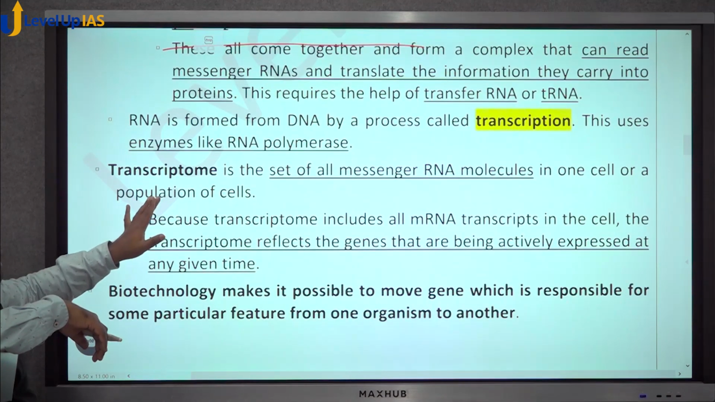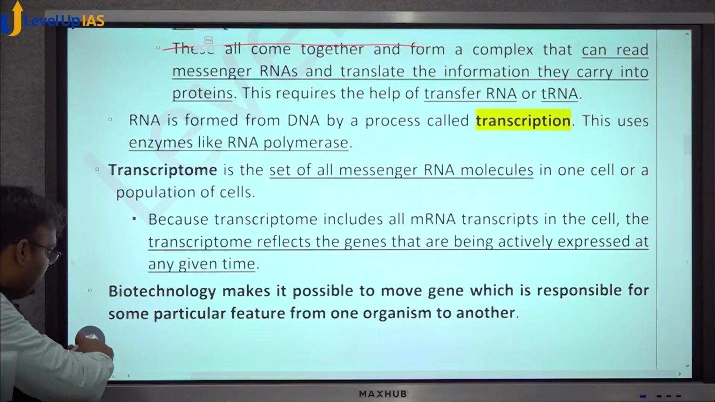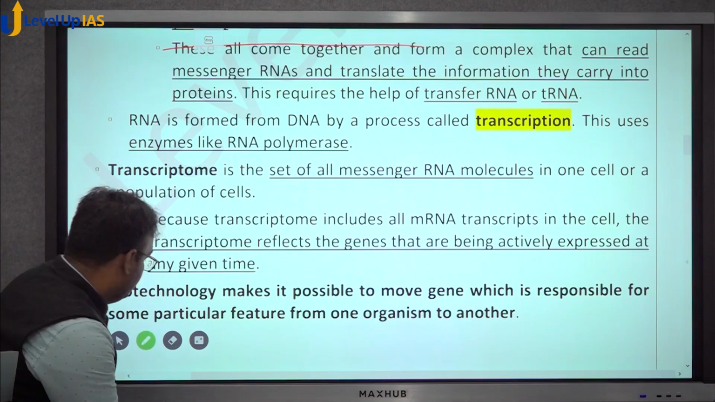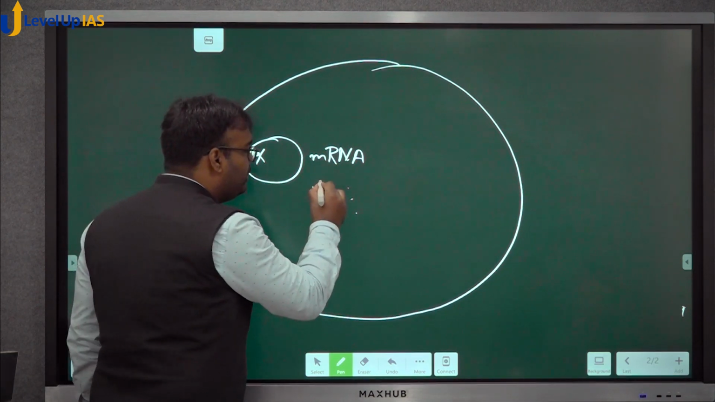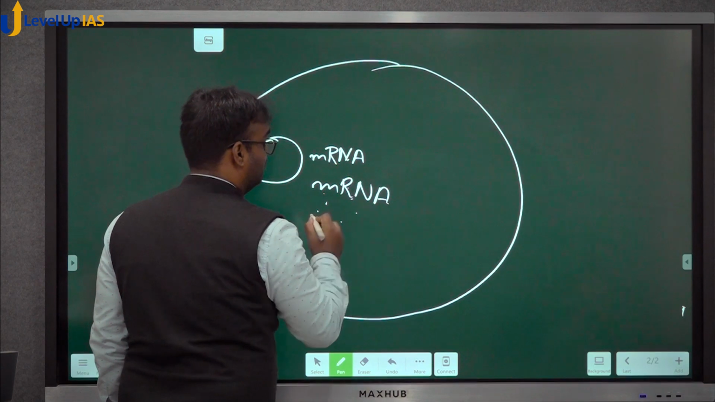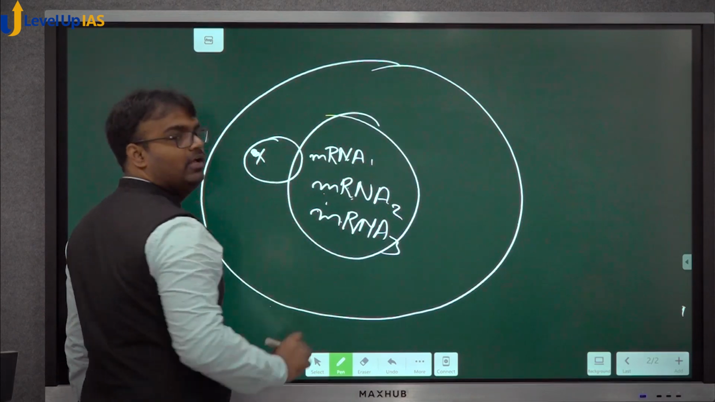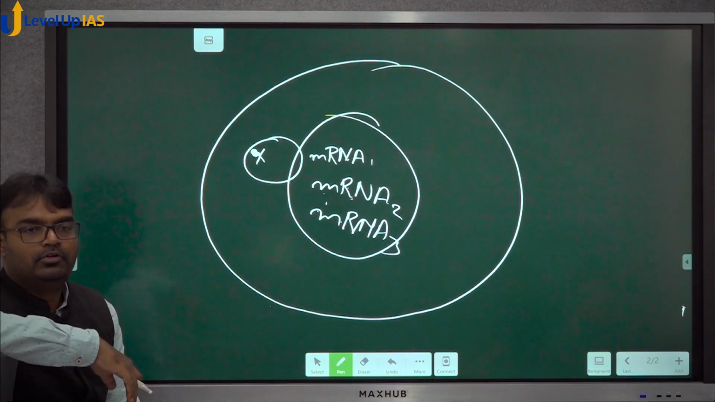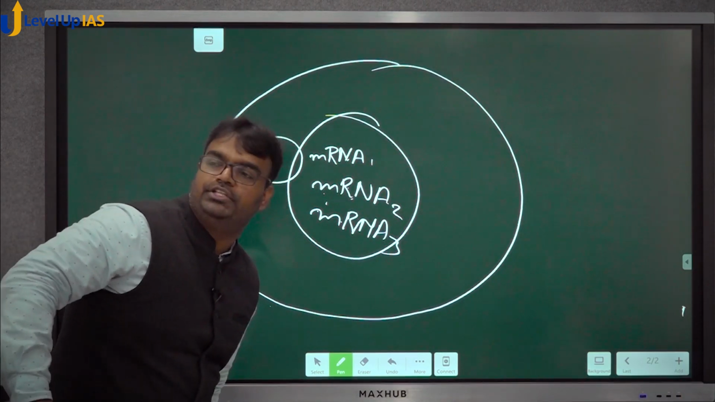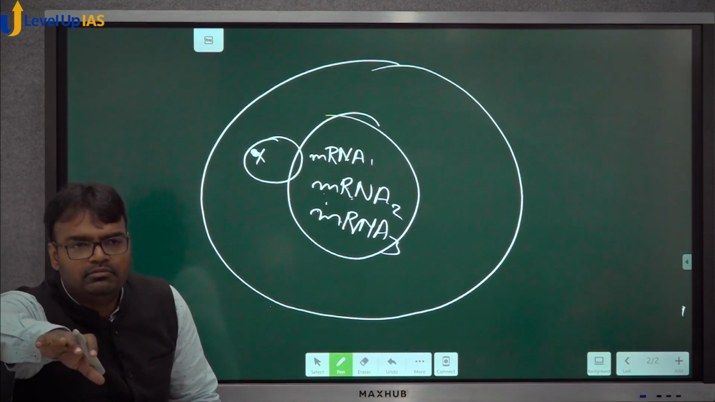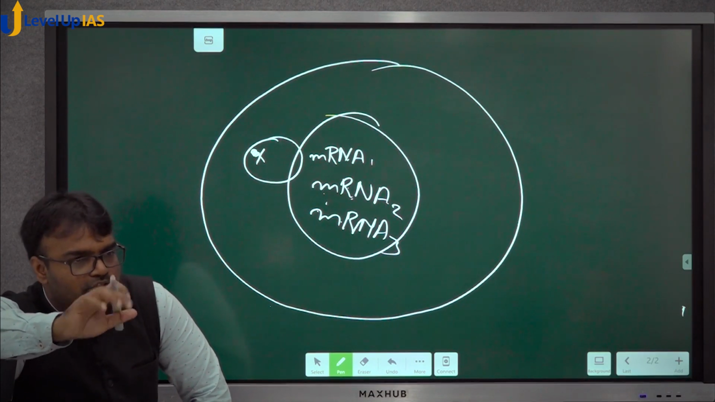There's another term that you should know, transcriptome. What is transcriptome? Now transcriptome is this. In this cell, all the different mRNAs you have, they together are known as transcriptome. So understand this. Suppose you have gene 1, gene 2, gene 3, gene 4, gene 5, gene 6, up to gene 20,000. You have 20,000 genes in your DNA. Let's say this is the situation.